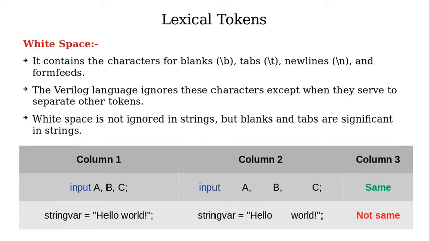In column 1, the input command declares variables A, B and C. In column 2, the same command is written by a designer with a lot of spaces, but for Verilog both are the same. In the first column, the string variable is defined with "hello world", and in column 2, the same variable is defined with "hello world" with a lot of spaces, but for Verilog both are not the same.